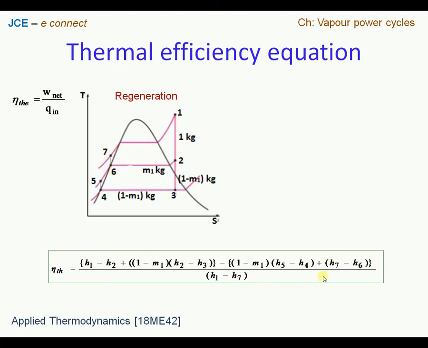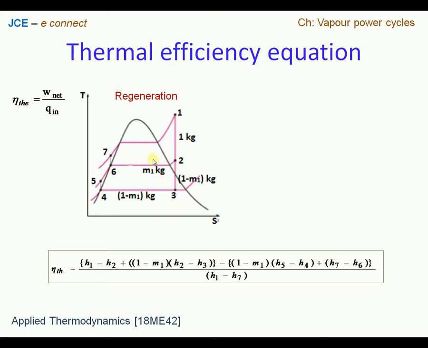This is divided by the heat that is added. The heat that is added in the boiler is H1 minus H7. So the heat input is H1 minus H7. So this ends the thermal efficiency equation for a regeneration cycle.